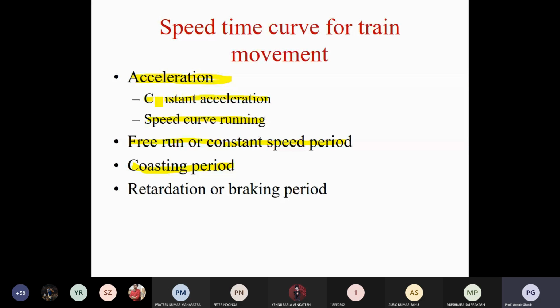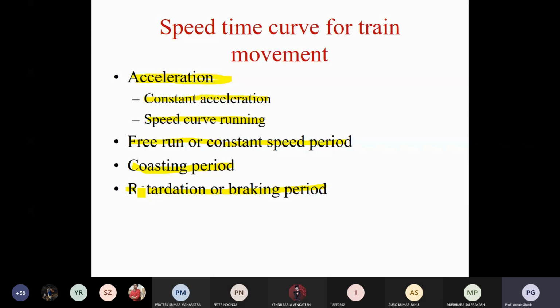So all the features may be observed: acceleration, constant acceleration, then speed curve running, then free run or constant speed period, then coasting period, then retardation or the braking period. All these concepts will be observed in main line transportation only, not in suburban and urban. In suburban and urban, some of the features are not there. Why not? Due to the time constraint. If there is a time constraint, all the features are not possible within 5 kilometers. In urban it is about 5 kilometers, and suburban may be more than 10 kilometers.